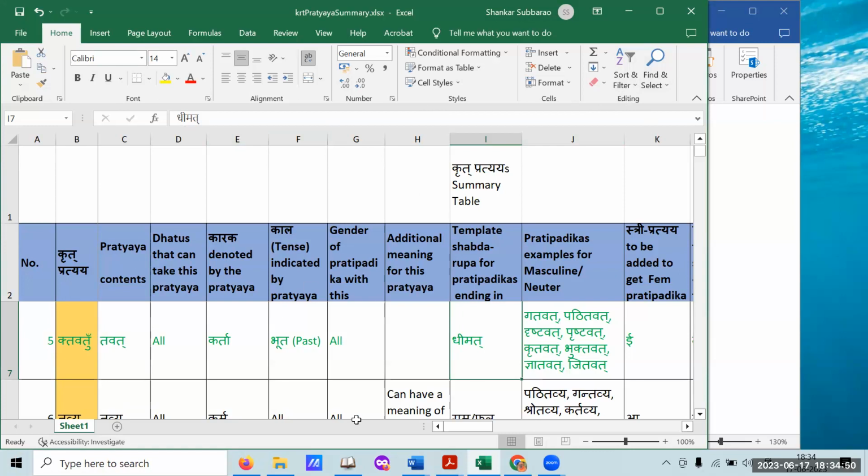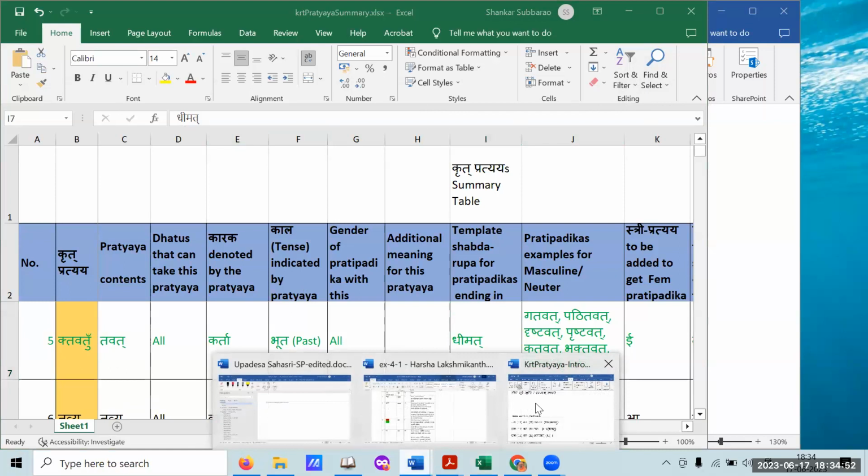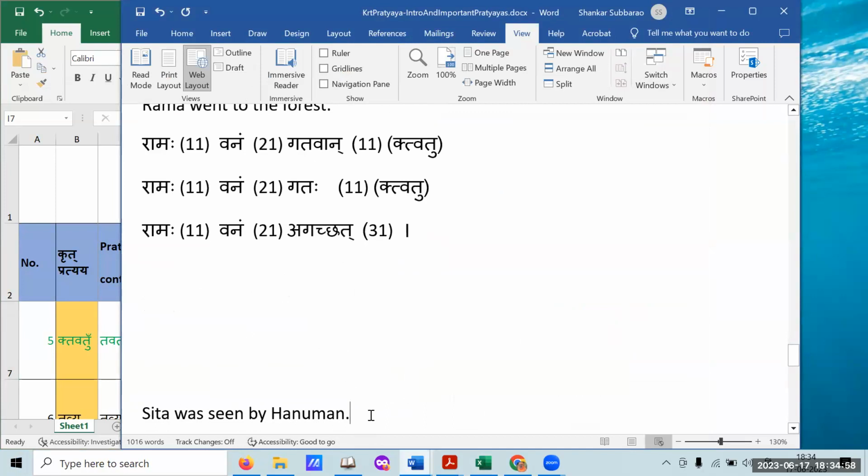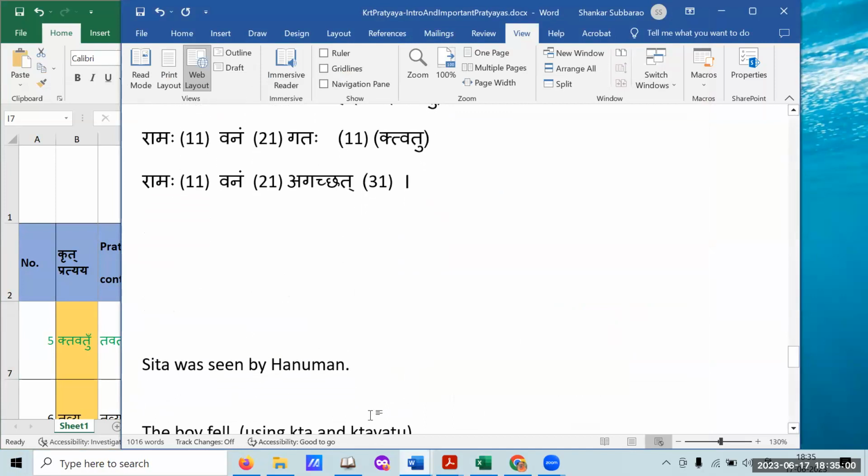Okay. Let's go back to the document now. Now, I want to say, Sita was seen by Hanuman. Sita was seen by Hanuman. What will be the word for "was seen"? Raise your hand. Who knows? There is a raise. Anybody else? Yes, Harsha.